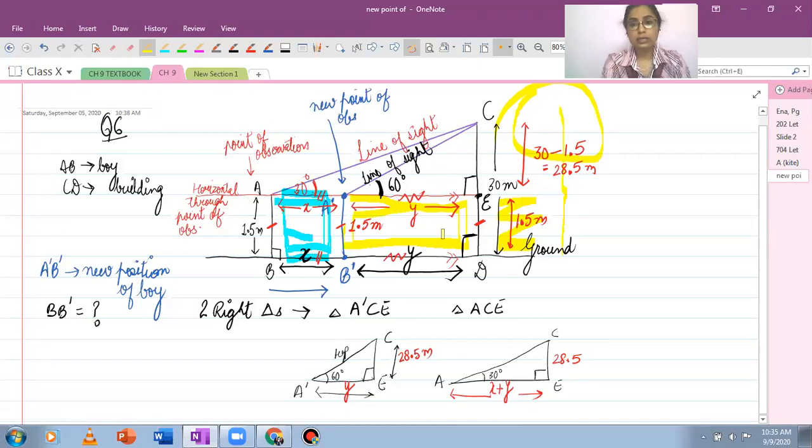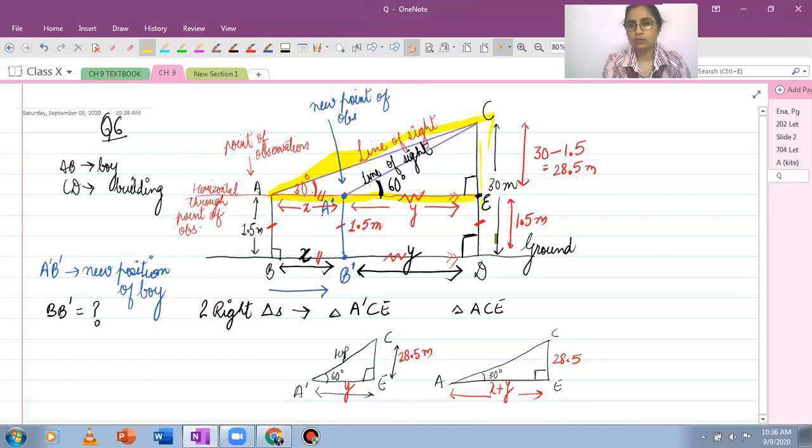And the triangles that I'm going to work with must be right triangles. So I have taken this triangle A dash CE. This is the smaller triangle in which the angle of elevation is 60 degrees. And the second triangle that I have taken is ACE, in which the angle of elevation is 30 degrees. This is the one I have shown here.